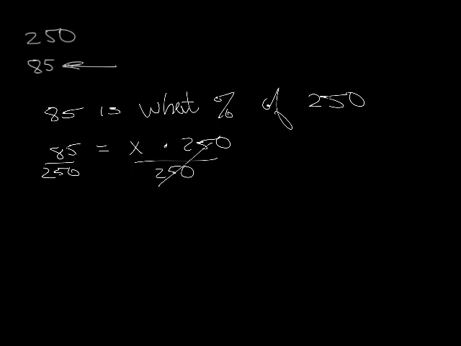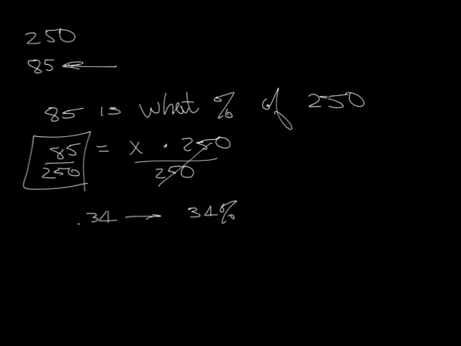Those go away. 85 divided by 250 is 0.34. Changing that to a percent, since that's what they're asking us to do, gives us the percent. We have 34%. So, in other words, 85 out of 250 tons was recycled. 85 is 34%. So 34% of the garbage was recycled. And that's how you do example 5.